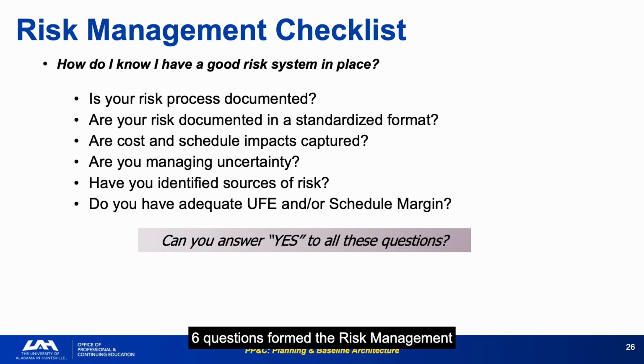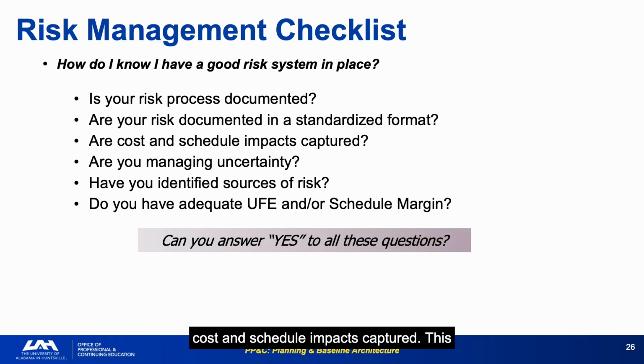6 questions form the Risk Management System Quality Checklist, verifying that the risk process is documented, standardized, linked to cost and schedule, managing uncertainty appropriately, and supported by adequate reserves. Do you have adequate UFE and/or schedule margin? Is the most visible risk management output question. A program with a well-populated risk register but inadequate reserves hasn't completed the risk management process. It has identified risks without funding the mitigation.